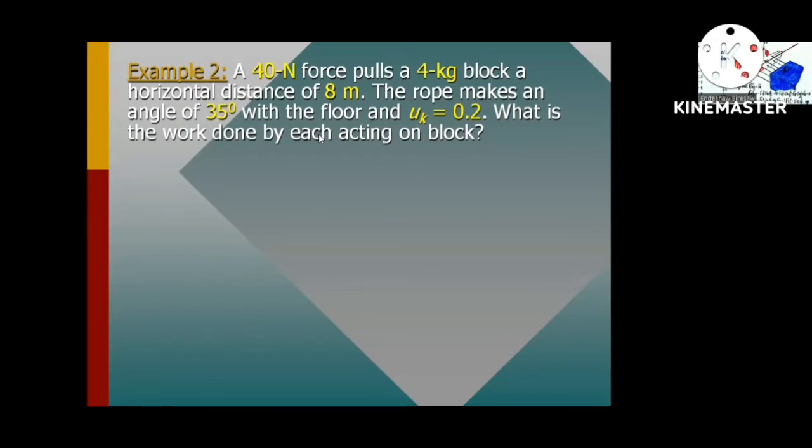Okay, a 40 Newton force pulls a 4 kilogram block along a horizontal distance of 8 meters. The rope makes an angle of 35 degrees with the floor, and the coefficient of kinetic friction is 0.2. Then what is the work done by each force acting on the block?